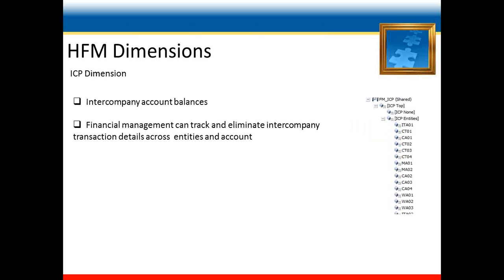ICP dimension. Intercompany dimension represent all intercompany balances that exist for an account. This is a reserved dimension that is used in combination with account dimension and any custom dimension. Financial management can track and eliminate intercompany transaction details across entities and accounts.